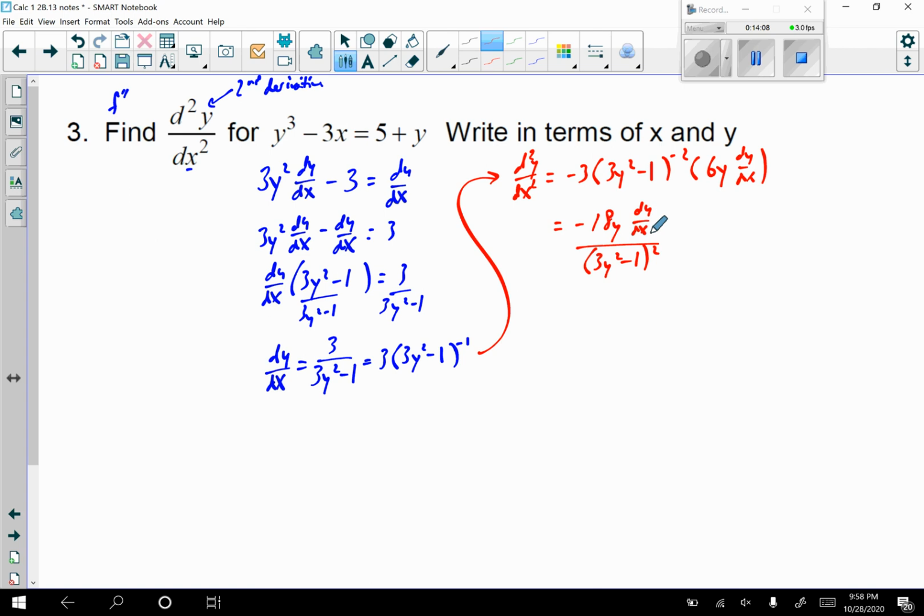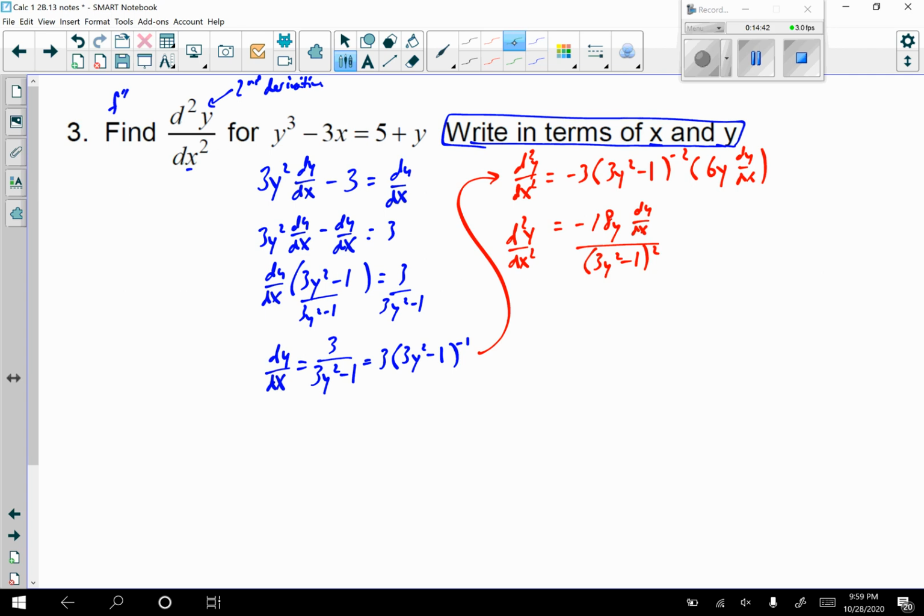Not a complex fraction anymore. We don't have to worry about simplifying that. But that is our second derivative. The second derivative includes the first derivative. Now, there's one more piece with this. Because the second derivative includes the first derivative, we don't really like that. We like it in terms of x and y, that's what it says up here, not in terms of x and y and dy/dx. Only variables allowed are x and y.